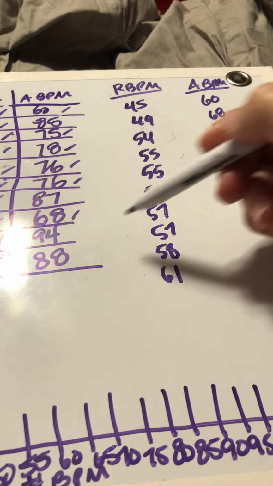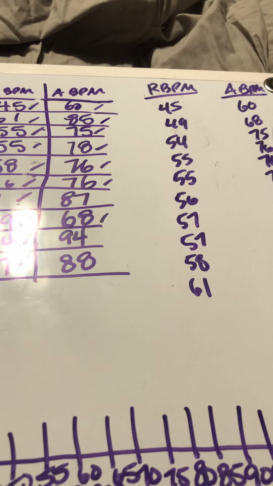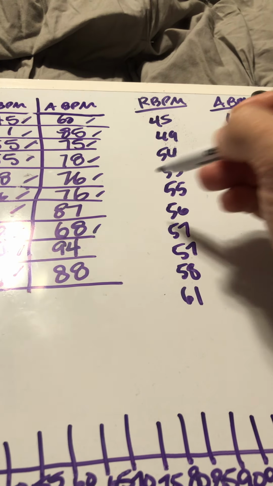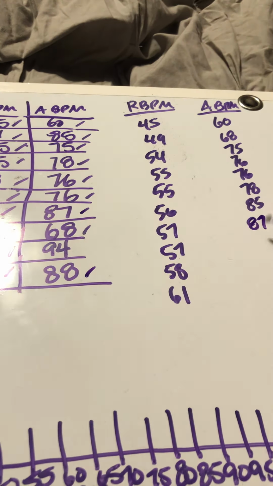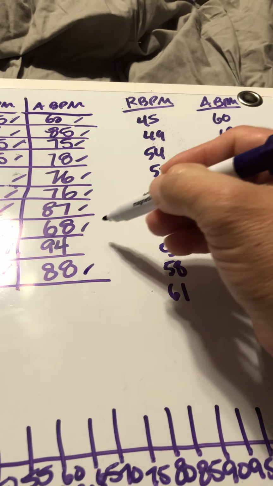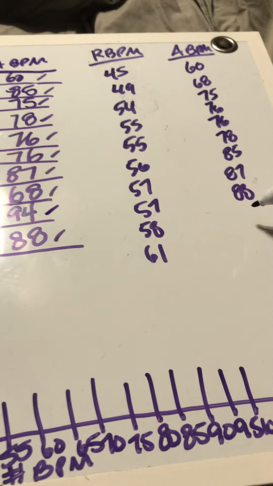Okay, and then my next lowest one is going to be 85. Then I have an 87. Then I have 88. And I have 94.